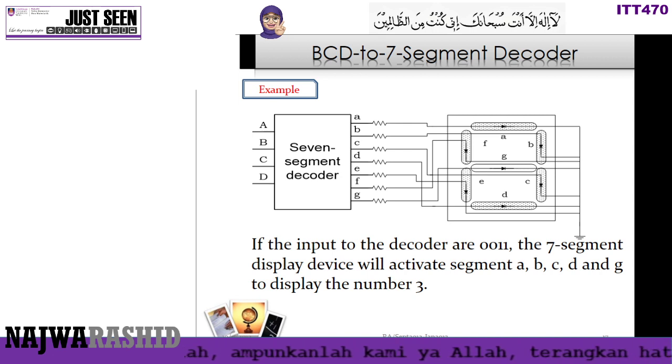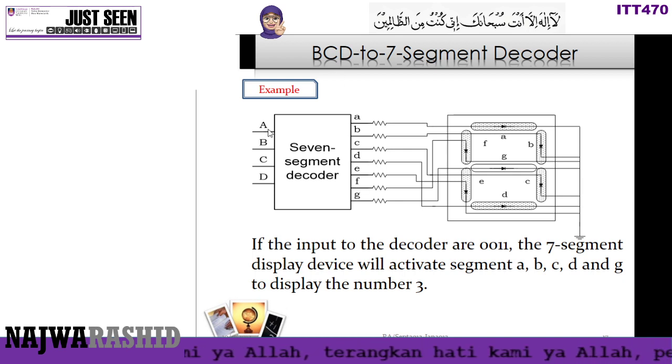Example here for the BCD to 7 segment decoder, we have 4 inputs. The input is the 4 bits of binary A, B, C, and D, and it will produce outputs A, B, C, D, E, F, G. This one is the 7 segment. If the input to the decoder is 0011, the 7 segment display device will activate A, B, C, D, and G in order to display the number 3.